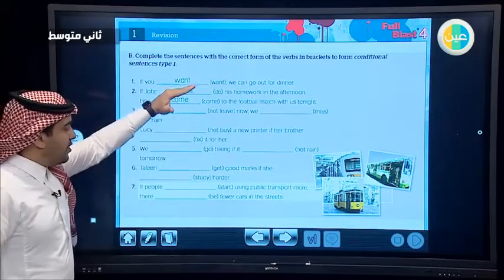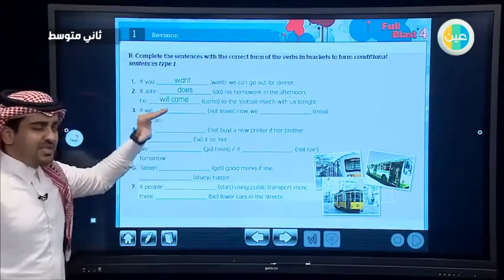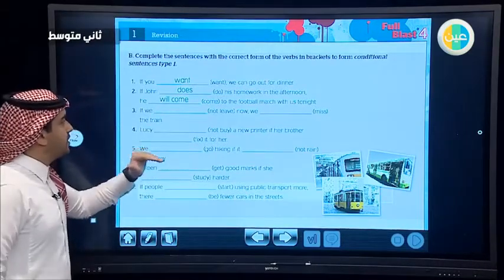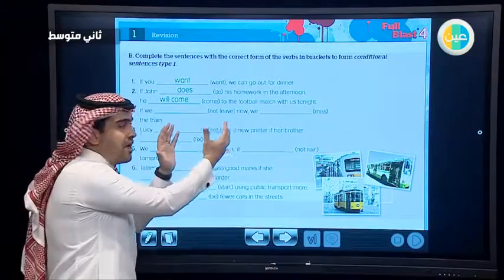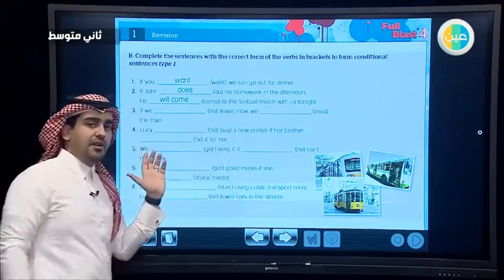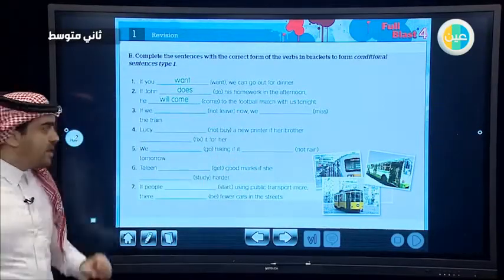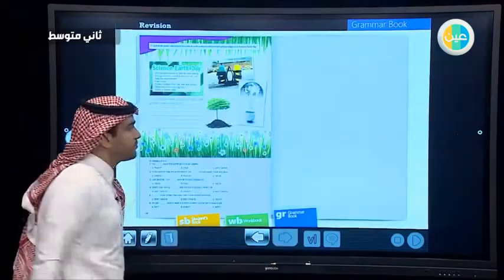Okay, so the rest of the sentences have the same way, so please pay good attention. Sometimes you have the if clause at the end of the sentence instead of the beginning of the sentence. So pay good attention to this. Let's do the next one.